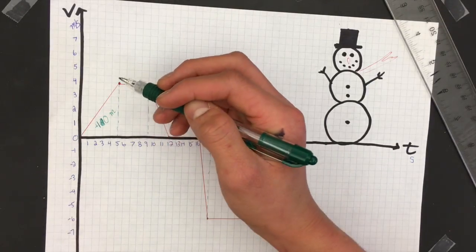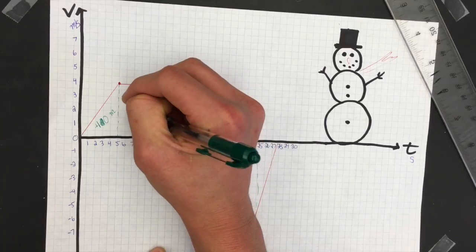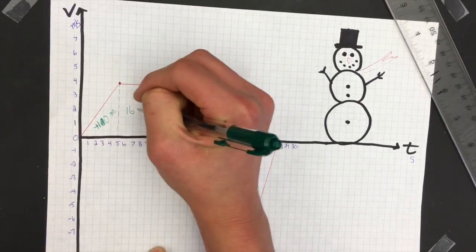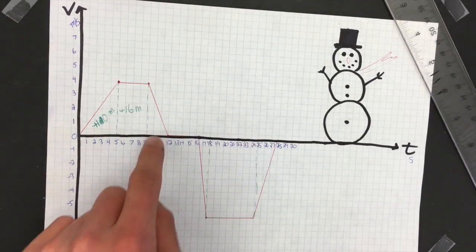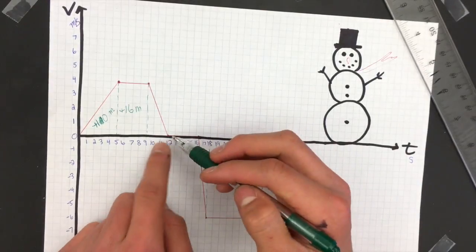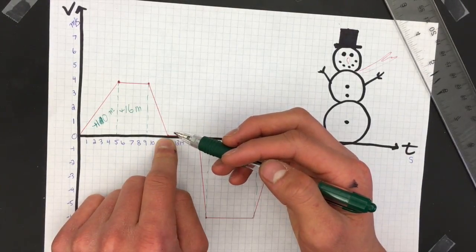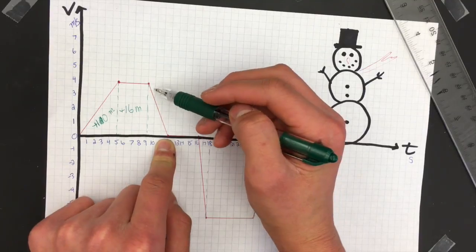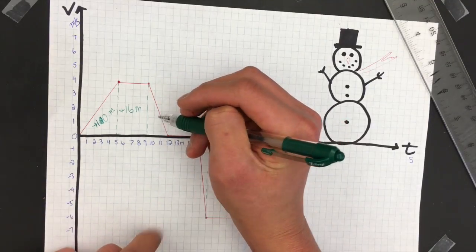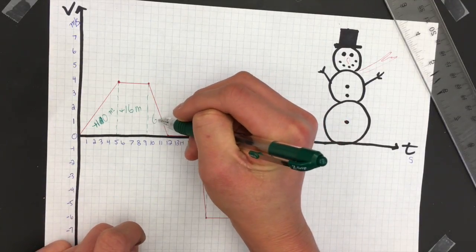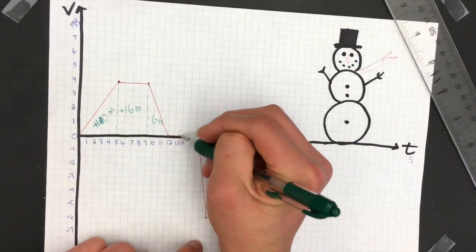4 times 4, so that's 16, so it's going to be 16 meters. Remember, it's still positive. And here it's decelerating, so this is 3 times 4, so this is 12. Remember, it's a triangle, so 6 meters. Okay, and here it's going to be 0 meters.